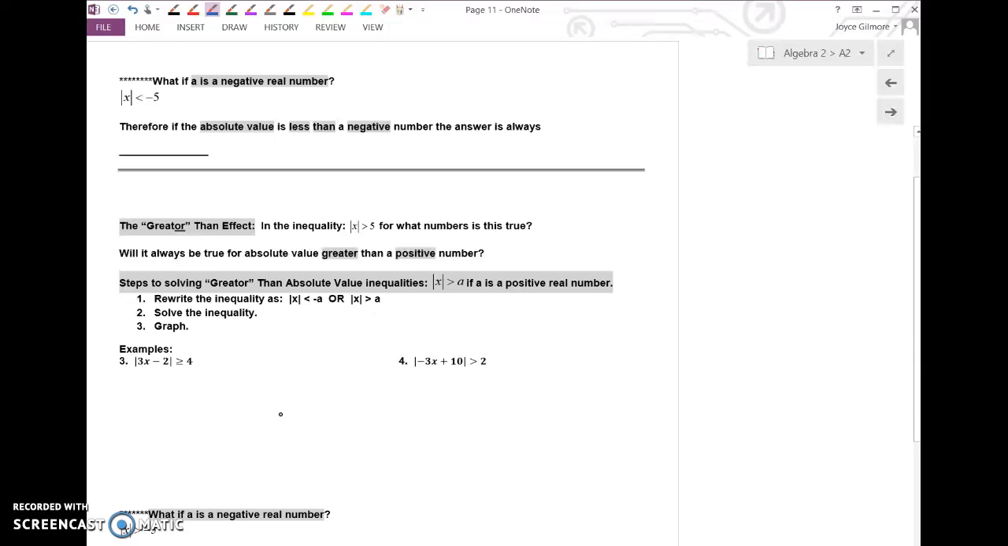So what if you have the absolute value is less than a negative number?